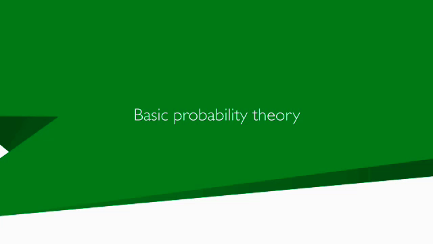This topic is called Basic Probability Theory, and this marks a change in direction for this course. The first few topics were all about mathematics and how that is applied to finance. This topic is the beginnings of the statistical part of the course.